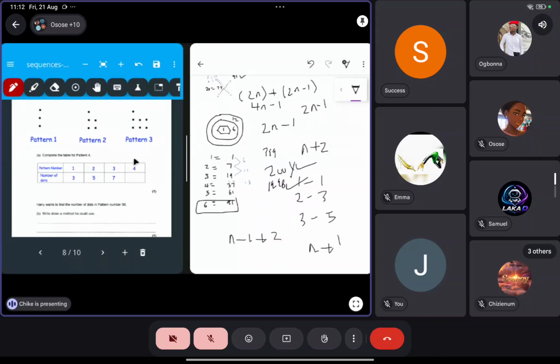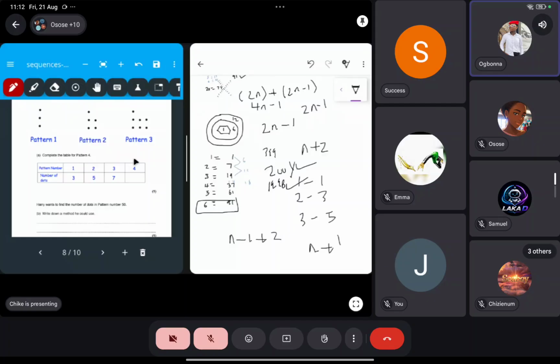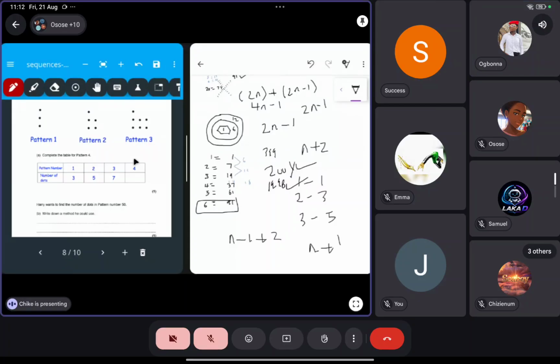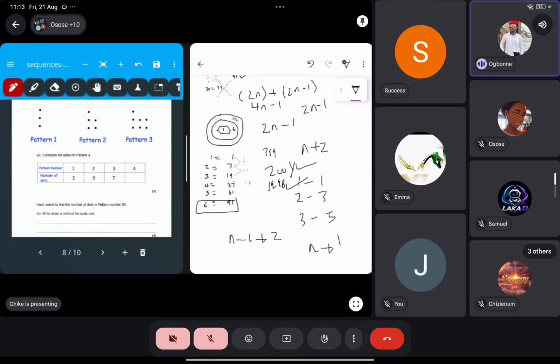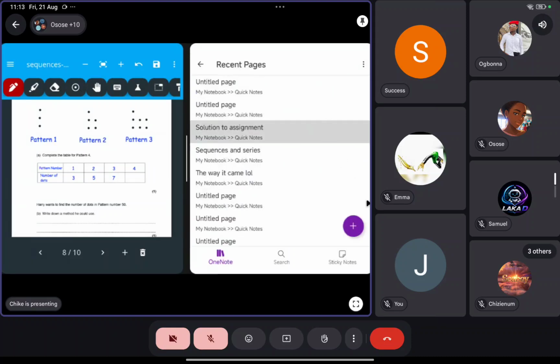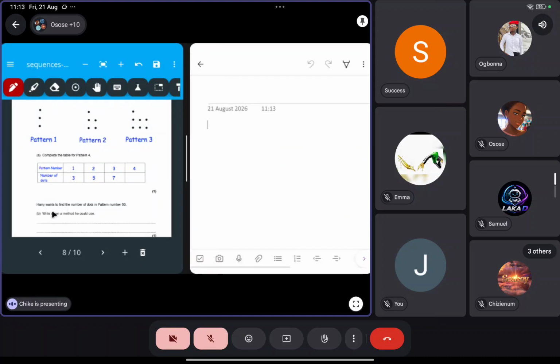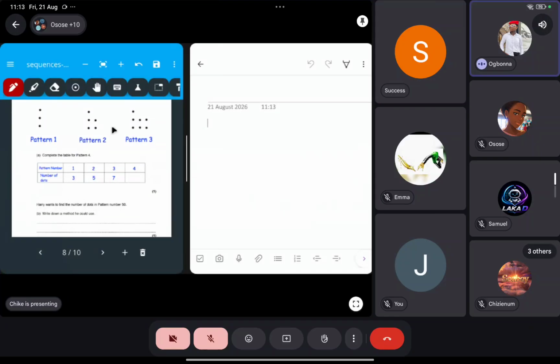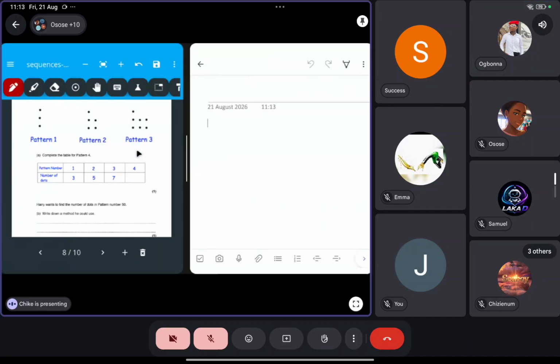This one says Harry wants to find the number of dots in pattern 50. I don't think this one is going to work as an assignment. I wanted to give us an assignment, but it's something we can just do straight. It says Harry wants to find the number of dots in pattern 50. Write down the method he could use. How do you think Harry can find the number of dots in pattern 50?